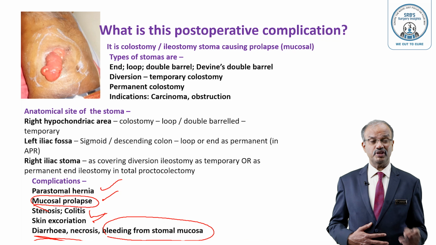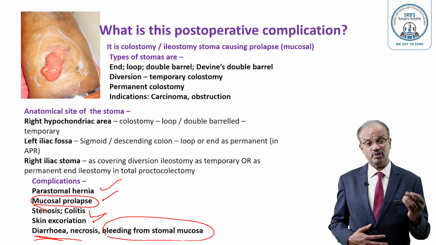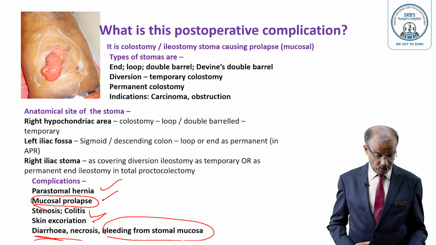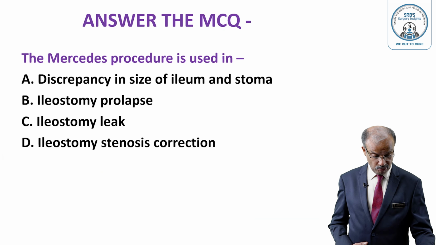Again, mucosal prolapse that persists is distressing. Sometimes mucosal alteration occurs, or ischemic necrosis occurs. Then we have to redo the stoma. So this requires surgical intervention, remember.